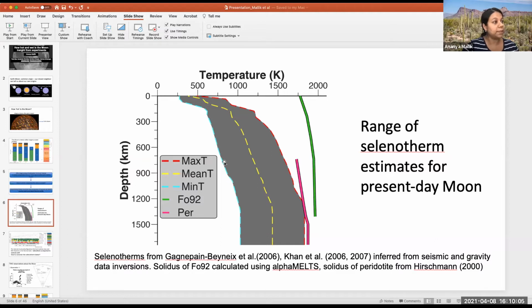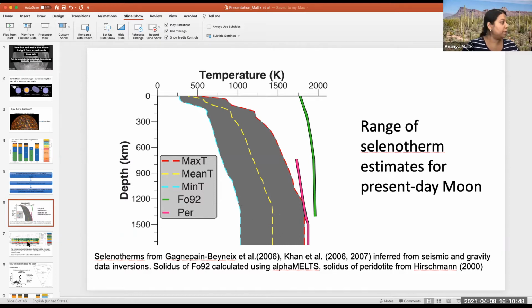The blue line here represents the minimum selenotherm. For those of you who are not used to the term selenotherm, it's basically the equivalent of geotherm for Earth, so it's the equivalent of a geotherm on the moon. So you have a cold selenotherm, you have a hot selenotherm represented by this red line right here, and then you can have a mean selenotherm right here. But it's a wide range. If you look at the range here near the core mantle boundary, it spans about 750 Kelvin or more.